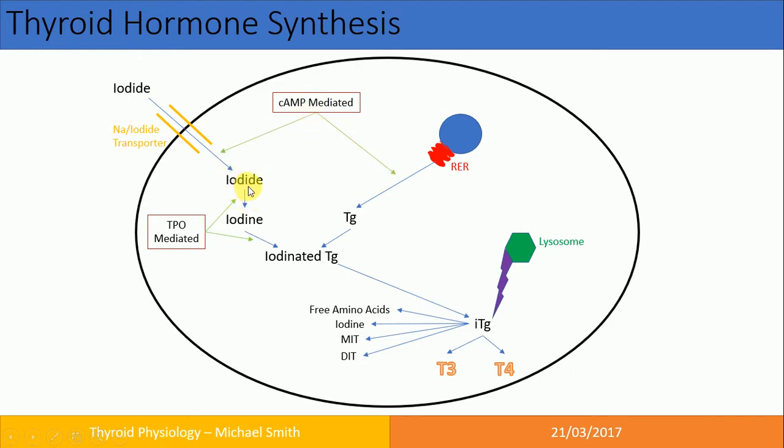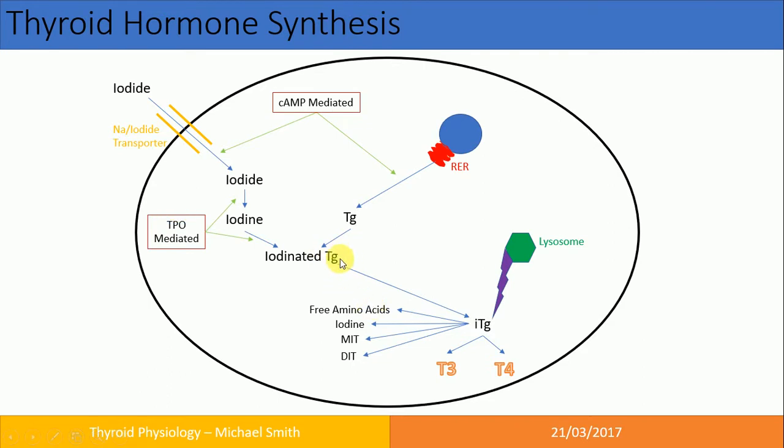Following this, we have our conversion of iodide to iodine, and then our iodine is added to our thyroglobulin to give iodinated Tg. And these two steps are both mediated by thyroid peroxidase, or TPO. And this is important because this is a target for our anti-thyroid medications.